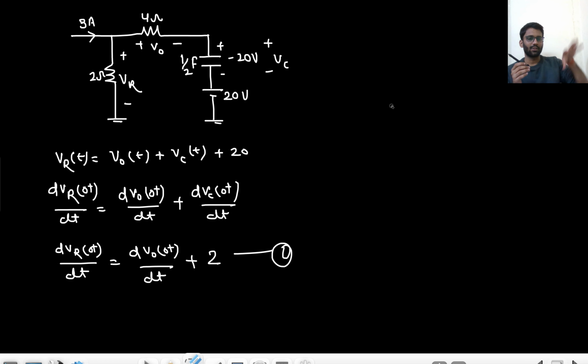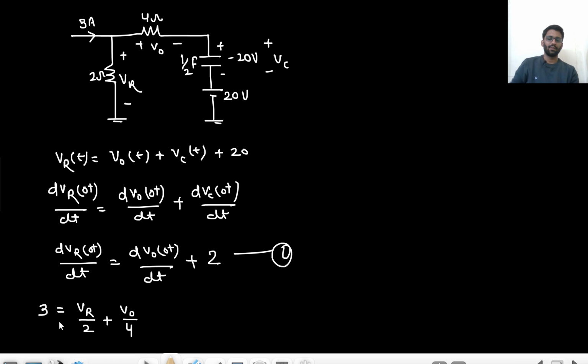Now what can I do? I can think of potentials. Now this is the main issue here. V naught I can write in terms of VR and VC and the constant voltage. So this is what I wrote here. This is the first thing. Now I need to think of something else. So I have this 3 ampere current source as well. So this 3 ampere current is equal to VR by 2 plus V0 by 4. Are you getting this point or not? 3 is equal to VR by 2 plus V0 by 4.